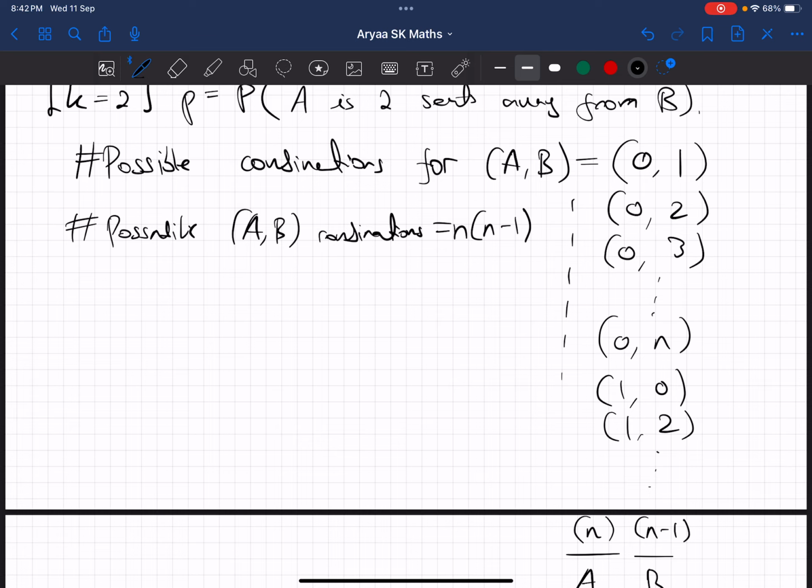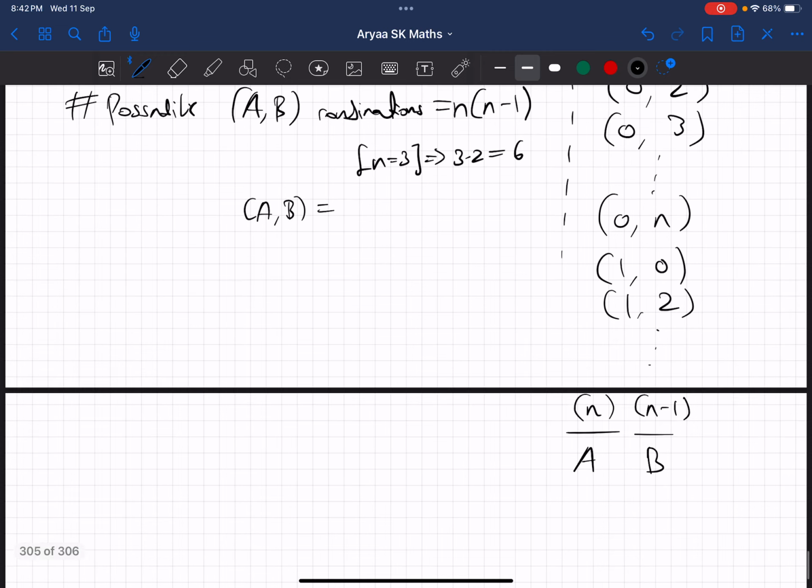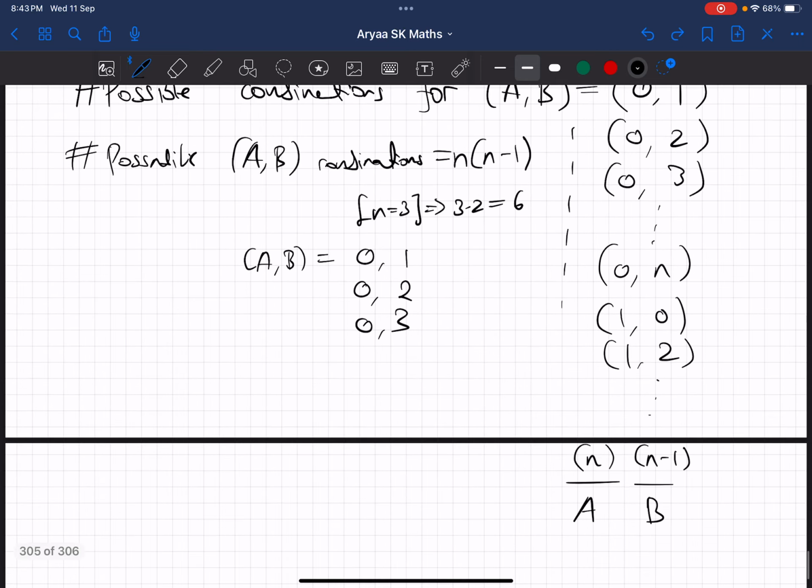So we can test this. If n was, let's say, 3, that would say there was 6 possible combinations, and I guess we can just list them all out here. So we could have AB as being 0, 1, 0, 2, and 0, 3, because if n was 3, the final item would be 3. Oh, wait.